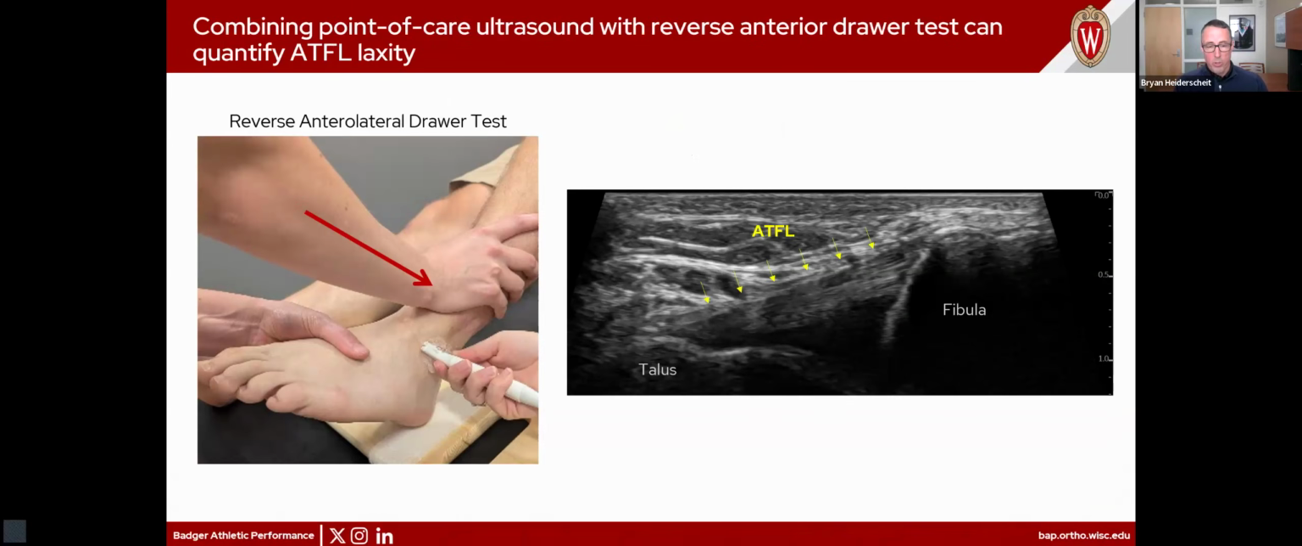And so through our group, through our team, this has become an area that we've wanted to understand a bit more: using ultrasound imaging in combination with, in this case, the reverse anterior lateral drawer test. Can we begin to measure the displacement between the talus and the fibula directly through the integrity of this ATFL? We can certainly appreciate the quality of the ATFL ligament, but how do we truly assess the amount of displacement that might have occurred from the injury itself, rather?